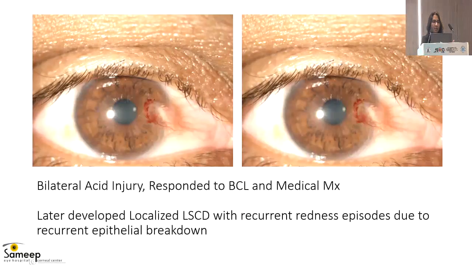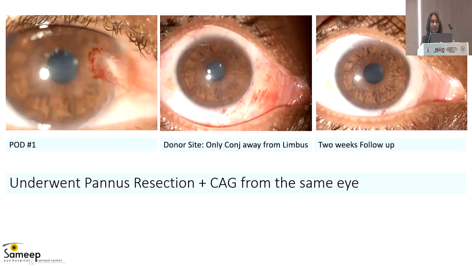So this is another case with a bilateral acid injury, which responded to BCL and medical management initially, but later developed localized LSCD. As you can see here, recurrent redness episodes, and he needed a conjunctival autograft, and I did not do a SLET here. You can see that he underwent a pannus resection, conjunctival autograft from the same eye, and he did very well.